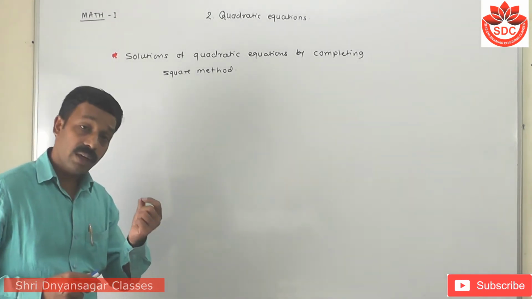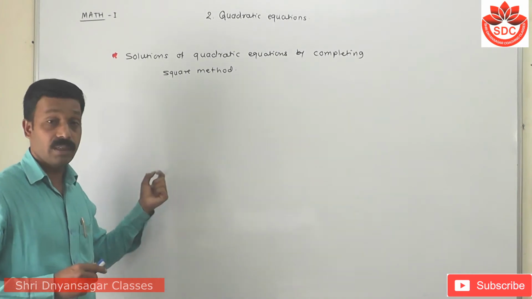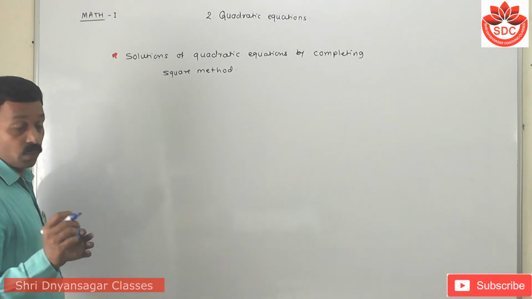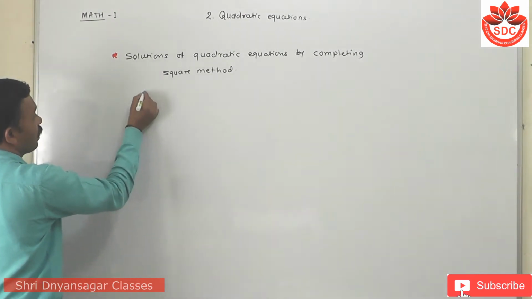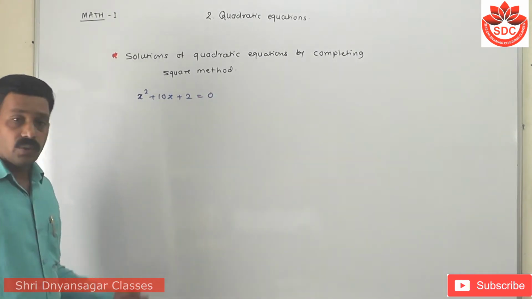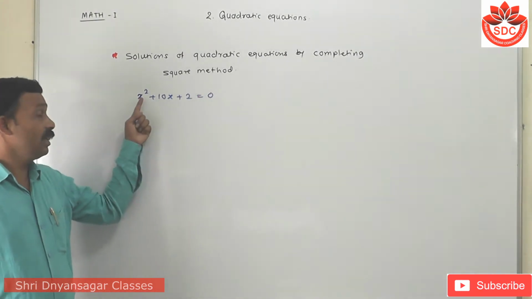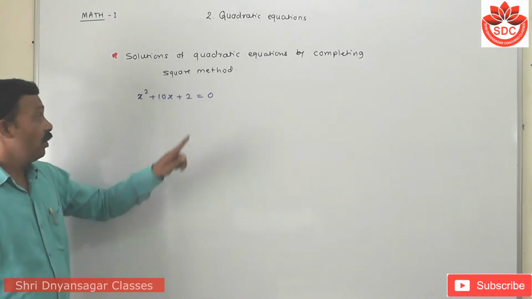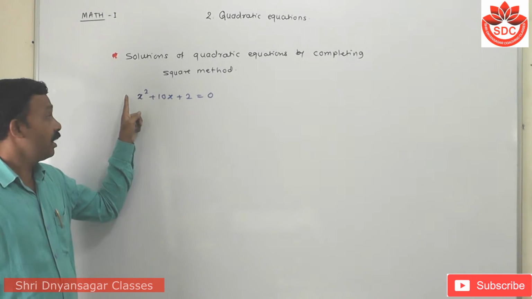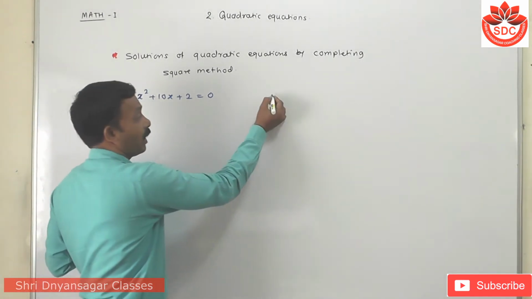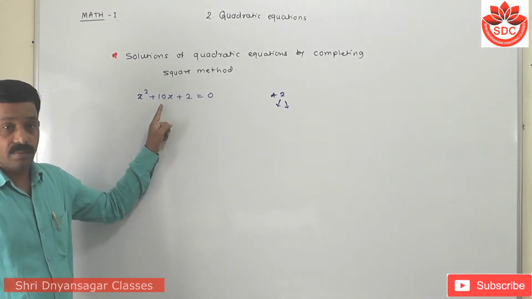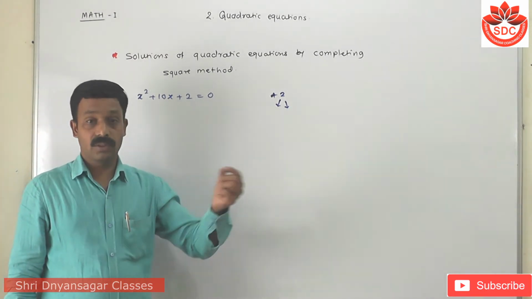Students, we take one example to understand this completing square method. Suppose I take one example which is in our book: x square plus 10x plus 2 is equal to 0. Students, this is a quadratic equation because the degree is 2 here. Now look at the constant term c. The coefficient a into c is plus 2. We cannot find the factors of this plus 2 whose addition is 10. So we use the completing square method.